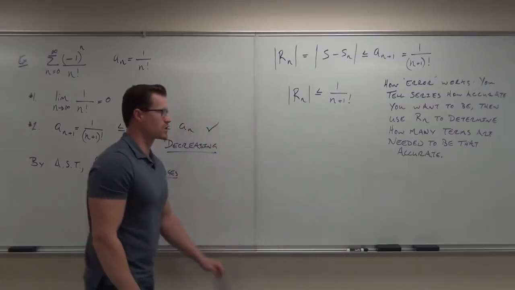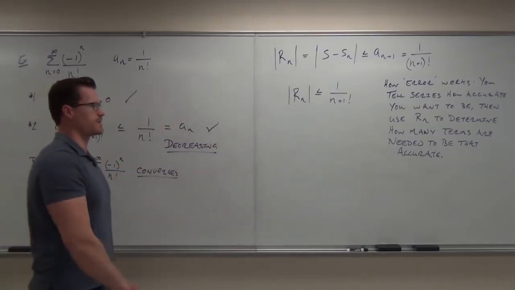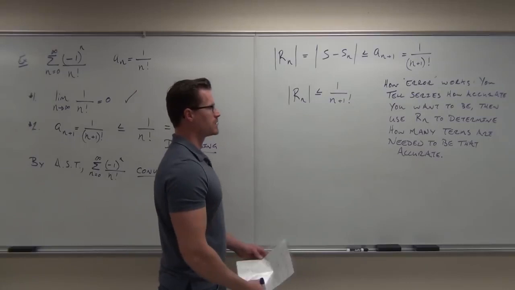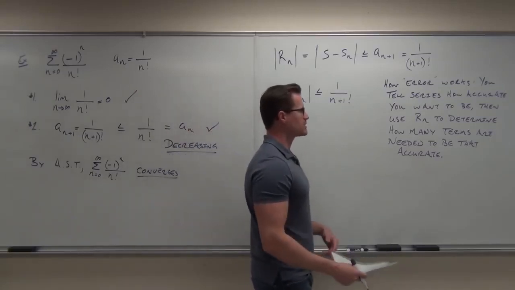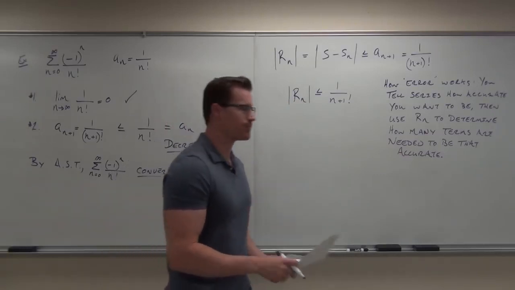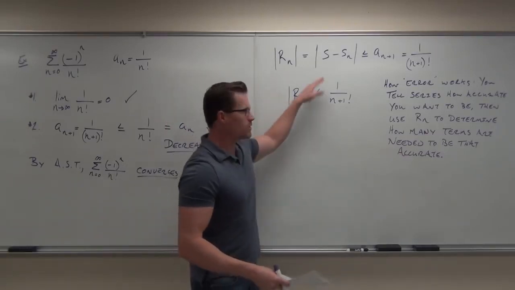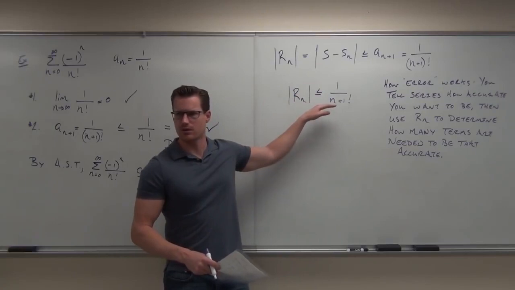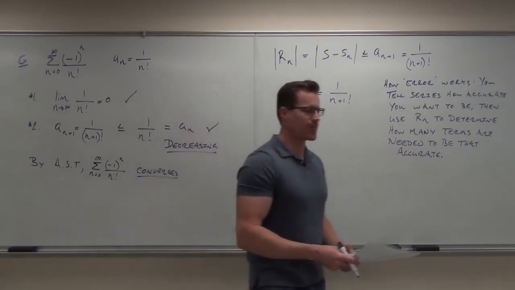So, how the error works, you tell the series how accurate you want to be. Then you use R sub n to determine the error, to determine how many terms are needed to be that accurate. Let me give you an idea. So, firstly, are you okay getting down this far? Quick hand if you're okay with that. So here's the way that we go from here.